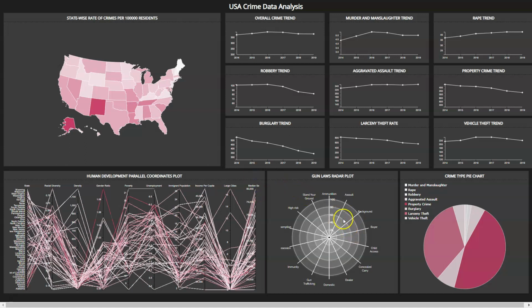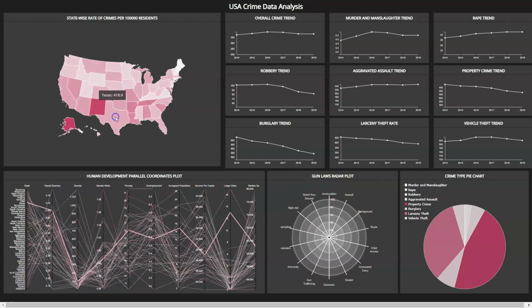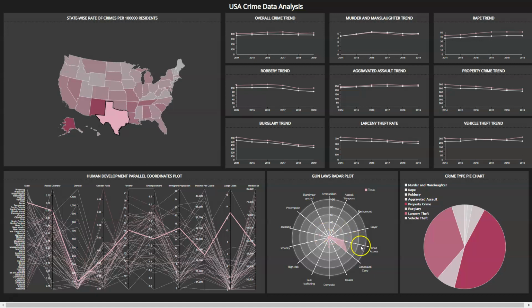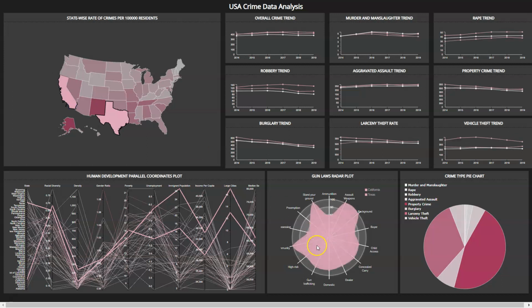Next, we'll see the gun plot. The way we are visualizing gun laws like this is because we just need to look at the area of the plot to see the extent of the gun laws. If we want to compare Texas to California, since the area occupied by California's curve is more than the area occupied by Texas's curve, we can directly say that gun laws in California are stricter as compared to Texas.